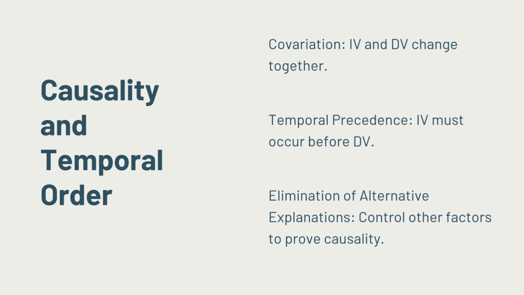So think of it like this: if you want to argue that a specific leadership style improves productivity, you need to show that a leadership style was in place first before the productivity change occurred, and that no other factors, such as new equipment or changes in workload, are influencing or could have caused any change in productivity.